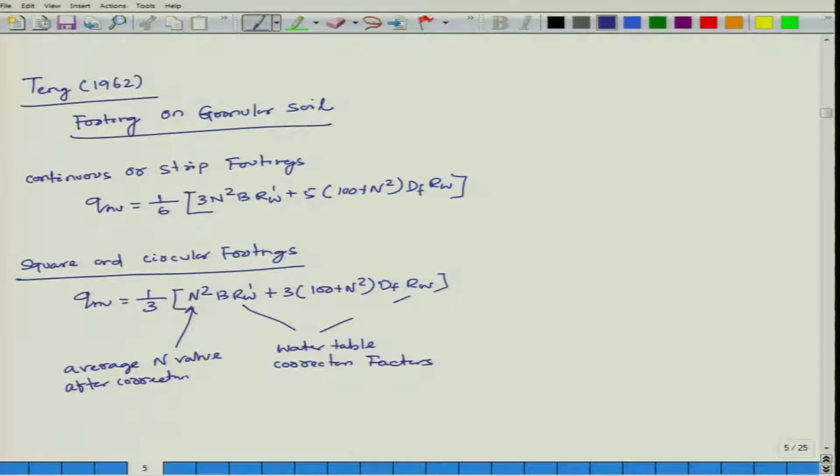So basically Teng has given this bearing capacity equation based on your SPT N value, some empirical for continuous as well as strip footing and square and circular footing. For example, suppose this is my N, number of penetration blows, and this is your depth, and this kind of SPT N value you are getting after taking into consideration overburden corrections.